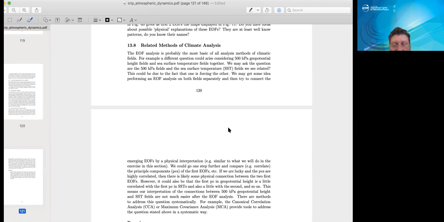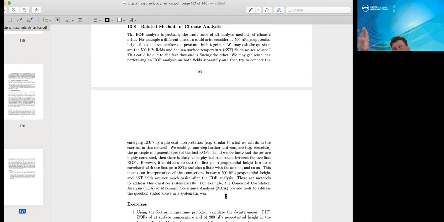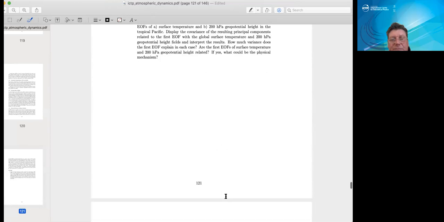So a systematic way to analyze this, if we are not that lucky that that is the case, is what we call canonical correlation analysis, that can systematically find two patterns of different physical fields that show, in the time series of their principal components, the maximum correlation. But we will not do this here.